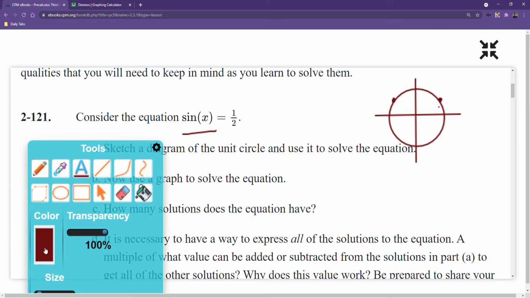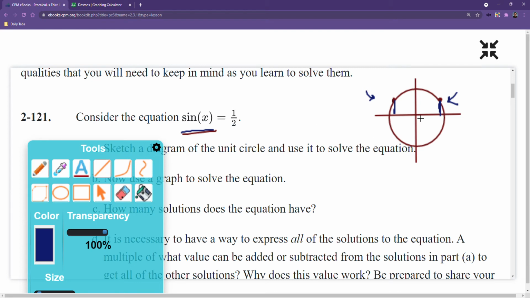Why? Because that length right there is 1/2. And you can see right there, that length will be 1/2. So it happens both right there and on this second quadrant. Okay, that's where sine of my angle is equal to 1/2.